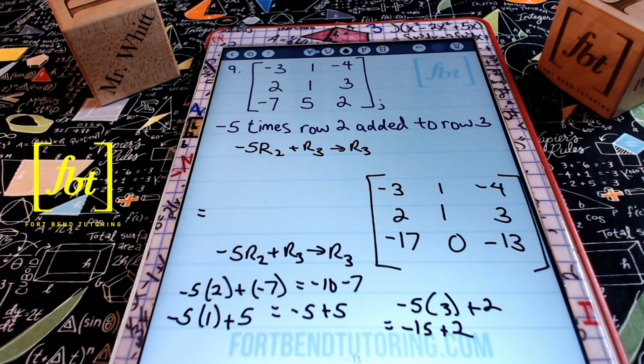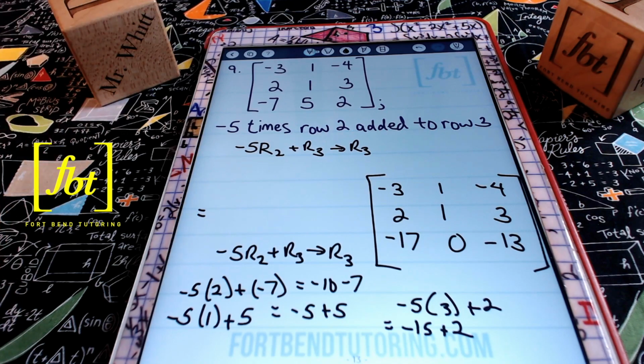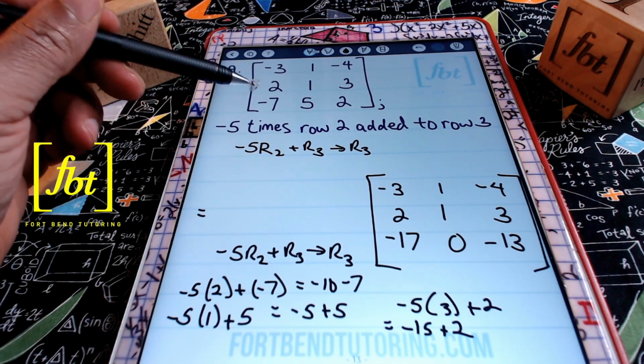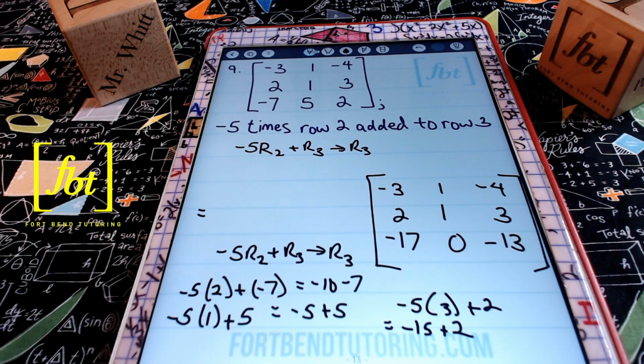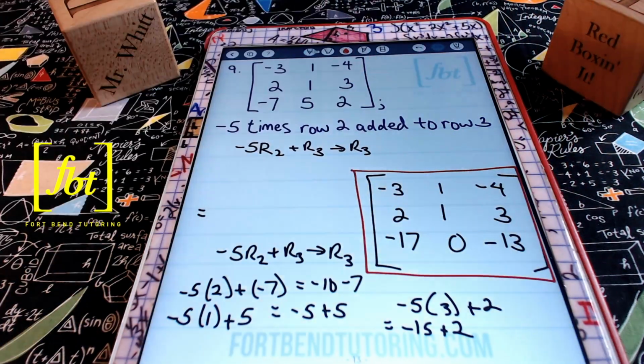Just to recap, guys, what we did in this problem was multiplied each of the elements in row 2 by negative 5. Then we added those values to every corresponding element in row 3, and then wrote our result in our new row 3. Red, box it, people. There you go. This is our answer for problem number 9.